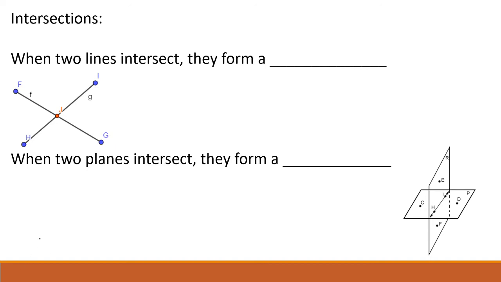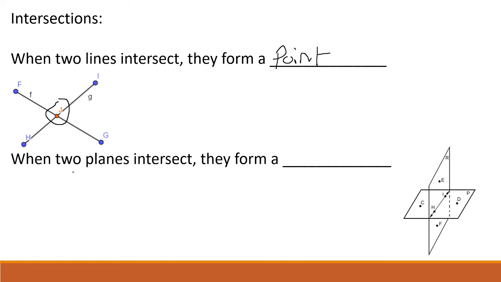All right, so intersections. When you have 2 figures that intersect, they usually intersect in a few ways. When 2 lines cross, they intersect at a point. So when they cross, they form a point, like right here is point J. So when line F and line G intersect, they make a point, and that point is called J. Or you can say when line FG intersects line IH, it makes point J.